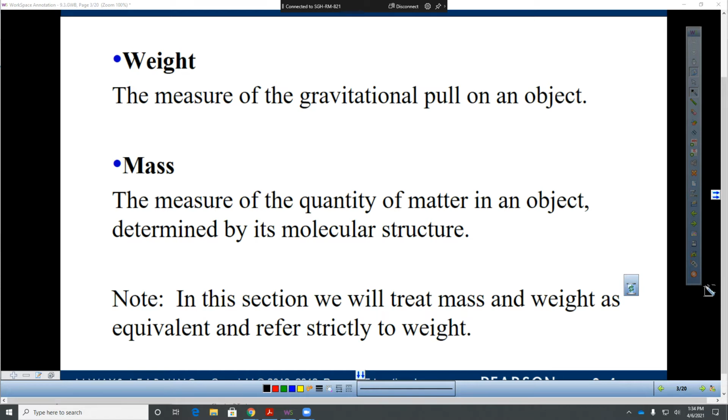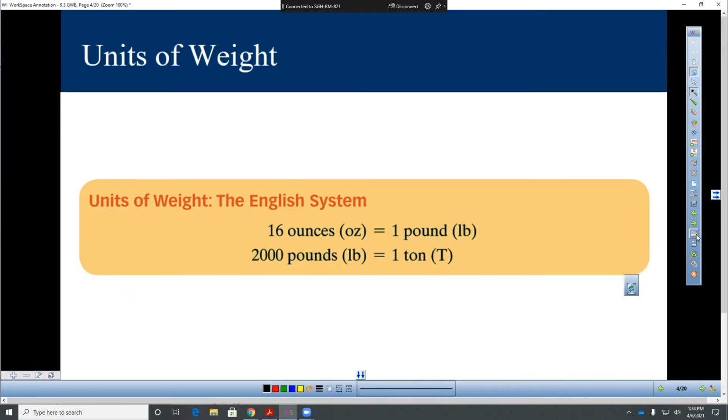But in this section, because everything we're doing is here on Earth, mass and weight is going to be equivalent, because we're not talking about if we go into space or go to the moon. Everything's on Earth. All right. So here are, in the United States, what we measure weight by: ounces, pounds, and tons. There's 16 ounces in 1 pound. There's 2,000 pounds in 1 ton. All right, so big objects we measure with tons.